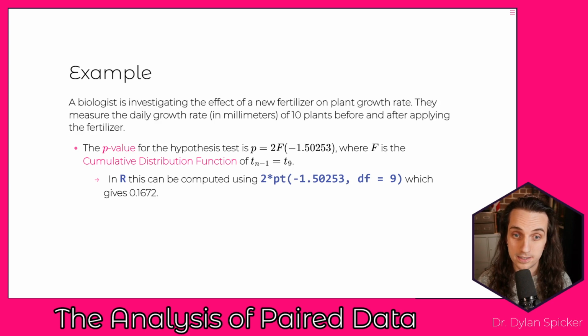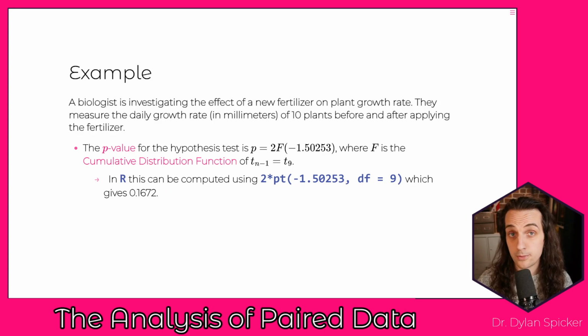If we actually want to calculate that, we can turn towards R to do this for us. pt is going to give us the CDF, right? And so we take 2 times pt, we plug in the value that we've calculated here, we denote that the degrees of freedom are 9, and that gives us a p-value of about 0.17, for instance.